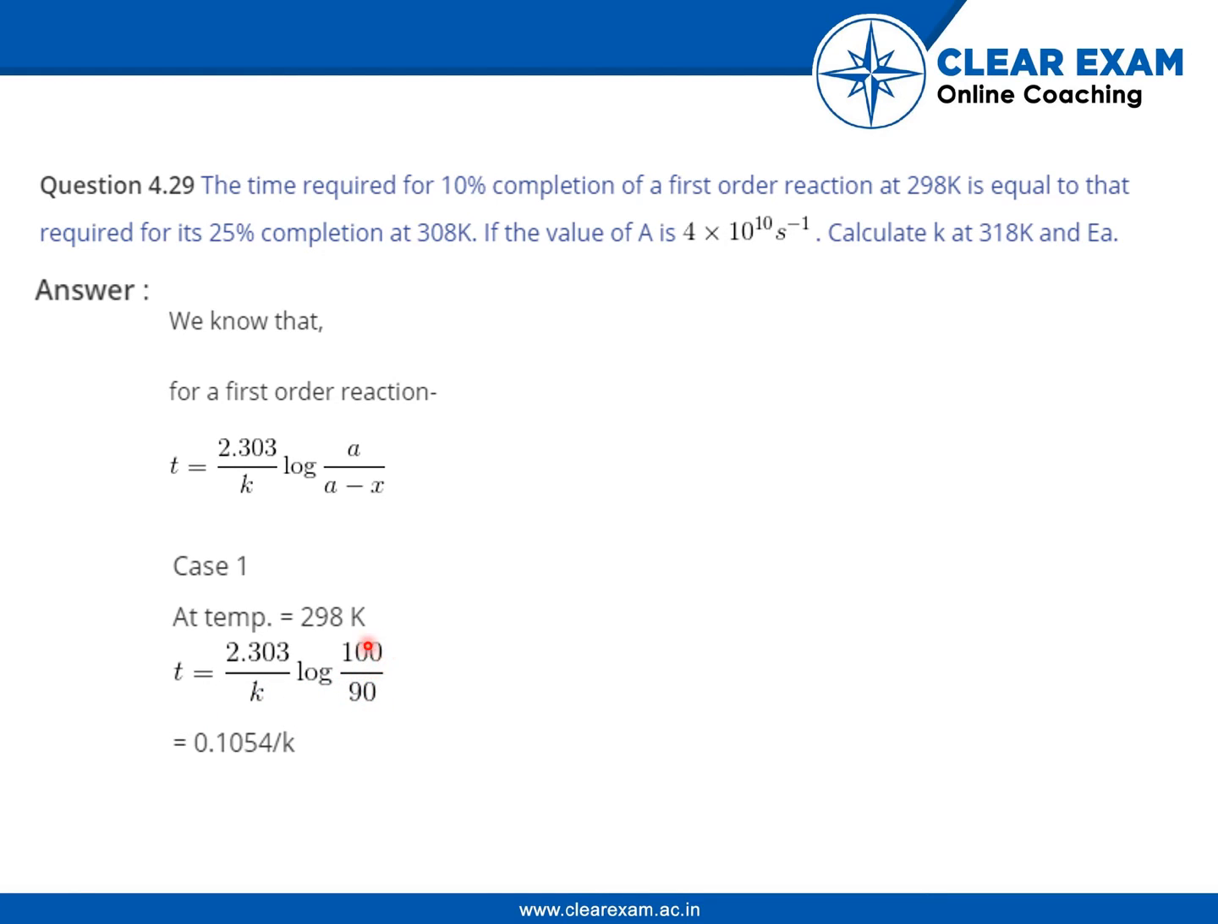Why have we written 100? Let us say that the initial concentration was 100. Then for the first case, it says that it has completed 10% of the reaction. So basically 90% of the reaction is incomplete, so 90% of the reactant will remain as it is. So log 100 by 90. We will get the value of t in the first case, in terms of K, as 0.1054 divided by K.